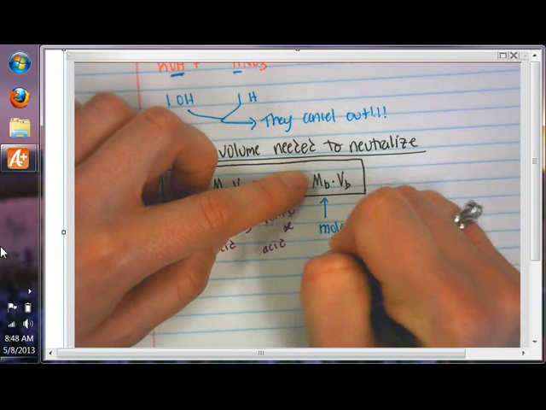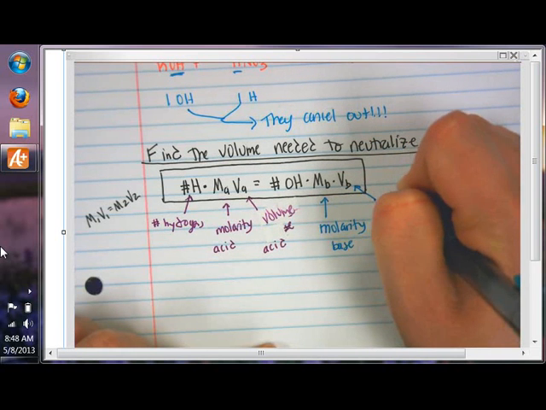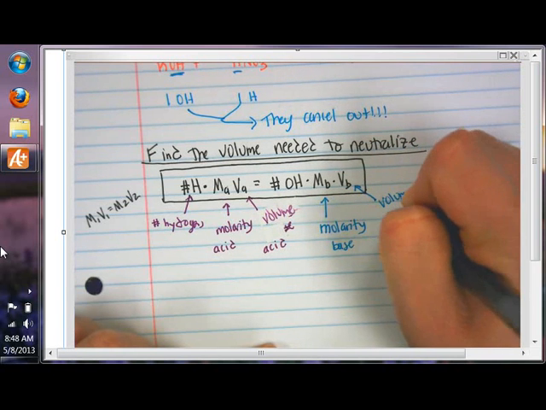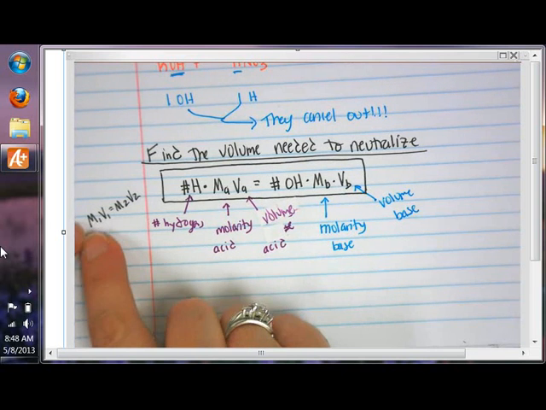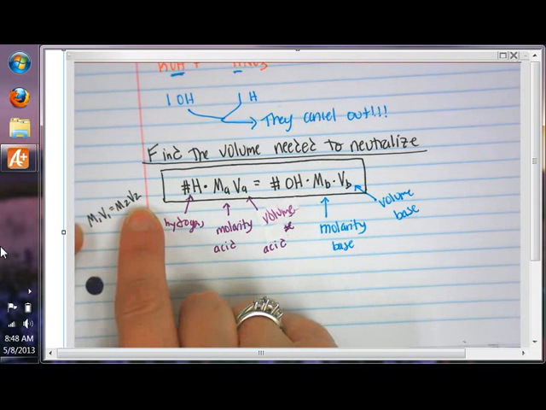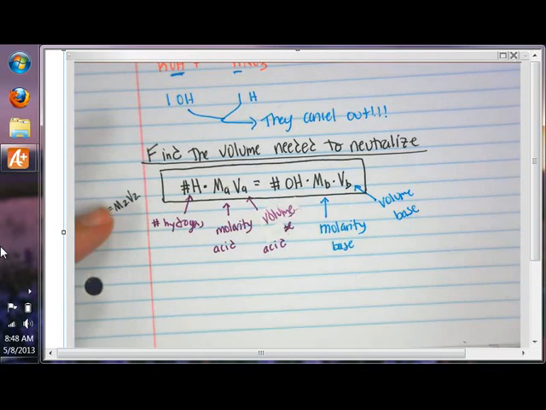Mb is the molarity of the base, and Vb is the volume of the base. Okay, this is the same exact formula as M1V1 equals M2V2. Just we're going to be adding hydrogens and hydroxides. Now, I've run out of room, so I'm going to flip the page. You don't have to. We're going to do our one and only example. Trying to make this under 10 minutes.